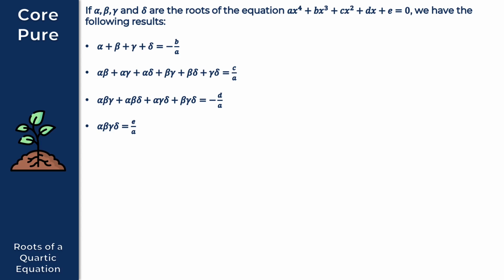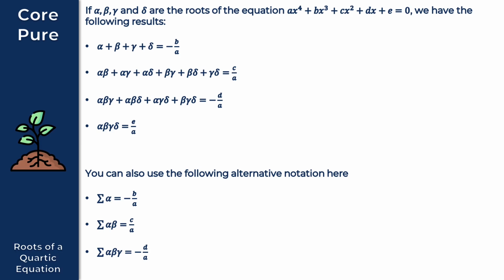But you do also need to be aware that we can use the following alternative notation. These results do make life a little bit easier. I've got sigma alpha, which is equal to minus b over a. Hopefully you can notice that this result, number 1, corresponds to this result here, which I'll highlight as number 1, just to show that these two results correspond.